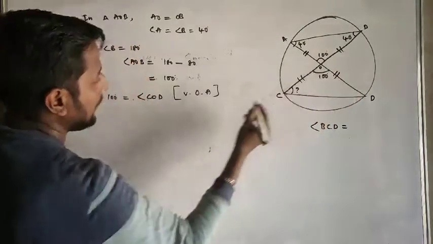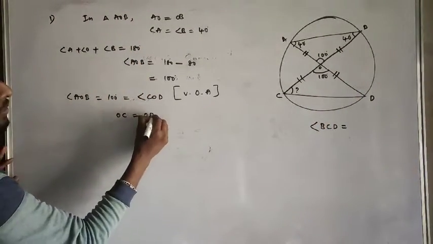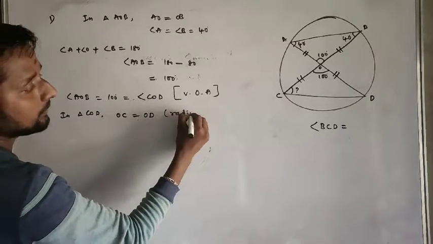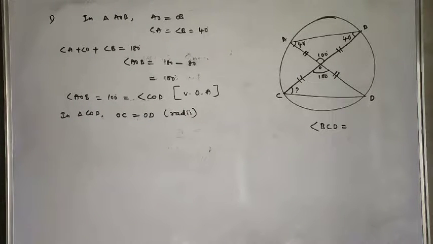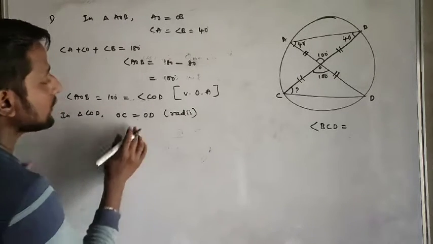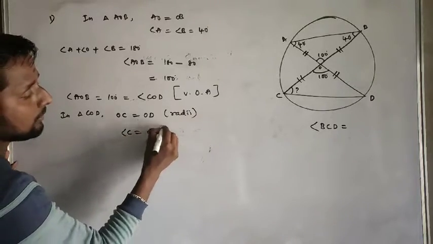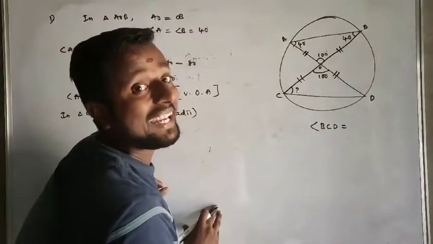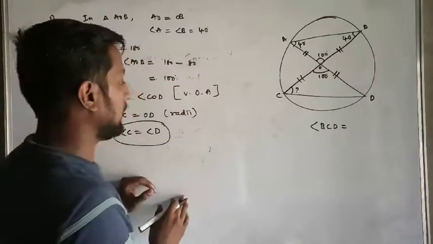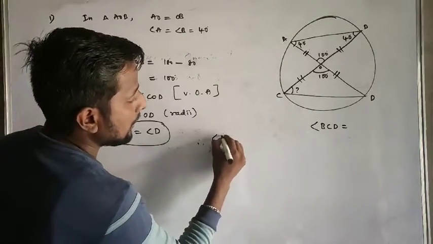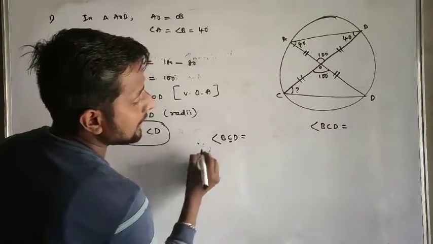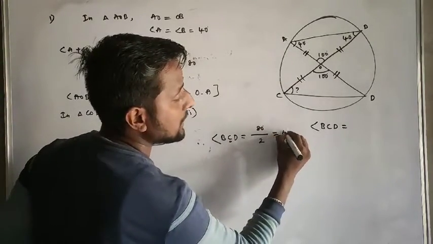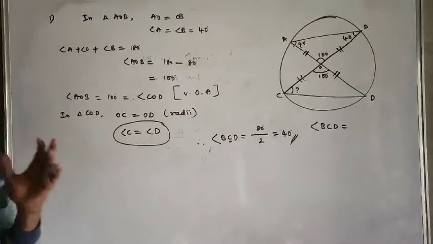Then OC is equal to OD in triangle COD, because both are radii. The length of the radius will be equal in the entire circle. So simply here we'll write angle C is equal to angle D, correct? Simple, 100, and the rest of the two is 80, because the sum of the three angles is 180. So angle BCD, that is angle C, is half of 80. We divide it into two equal parts, so each part is 40 degrees.